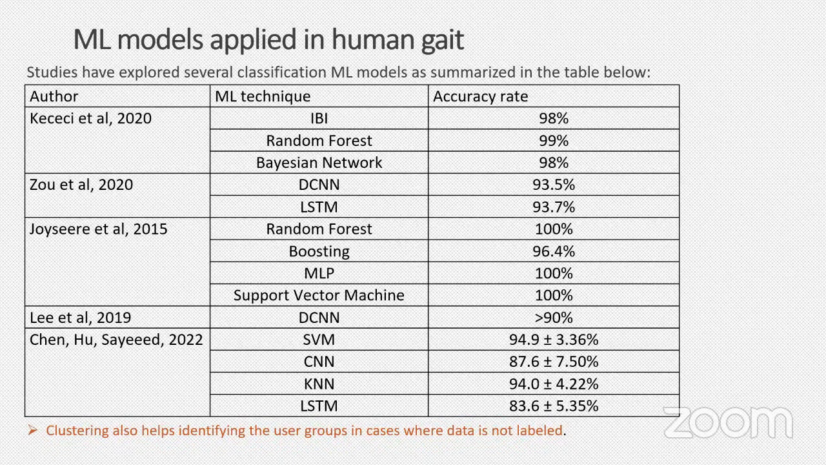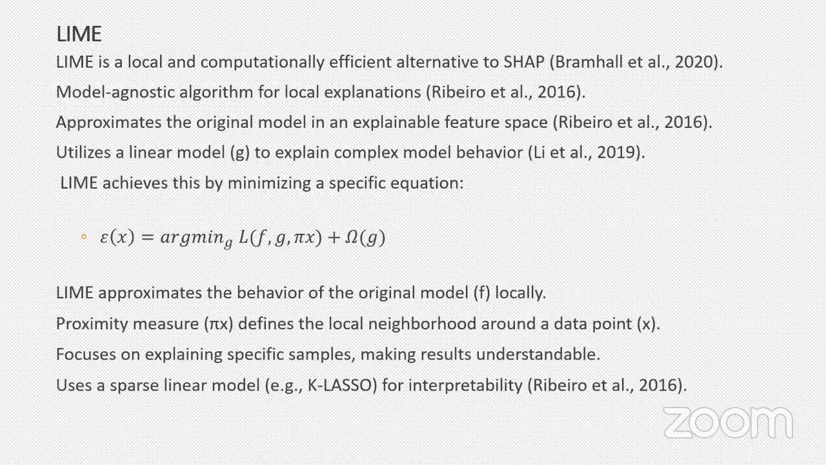So somehow, even as we do the comparison, yes, most of the research is inclined towards the classification of human gait, but we also need to look at how clustering could be applied. So our research majorly focuses on the LIME explainer model, and it is really efficient compared to SHAP in terms of computation, an alternative to SHAP.